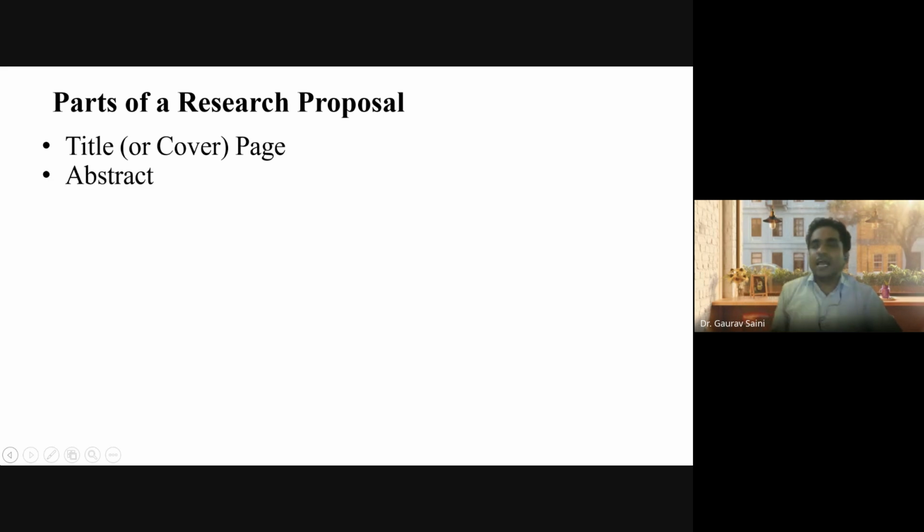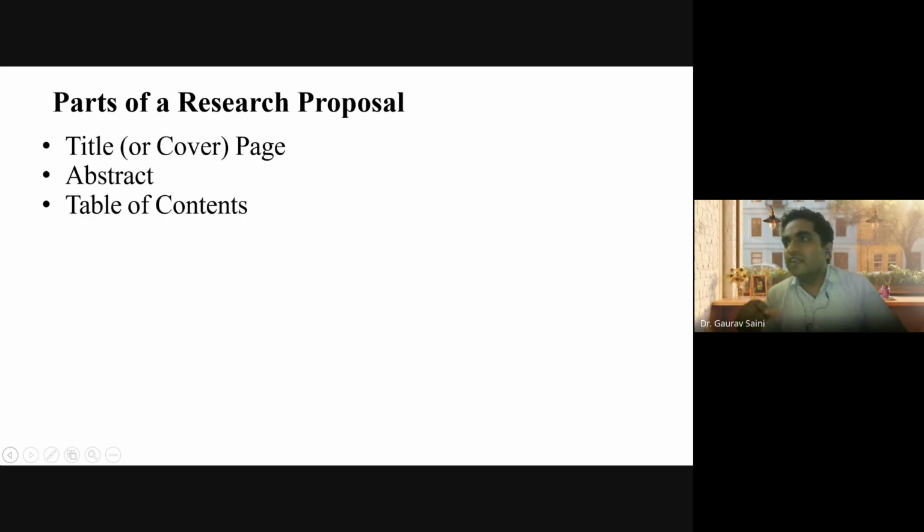The second is the abstract. Abstract is like your executive summary. It is a brief part, beyond your title, that covers different aspects: your need, your problem statement, maybe some of the objectives in a brief manner, and your methodology, the approach you are following to achieve those objectives. And the other thing may be your timeline, how much time it takes, and what the outcome may be, which may also be reflected in some part of the abstract.